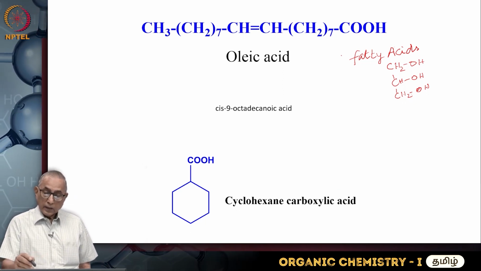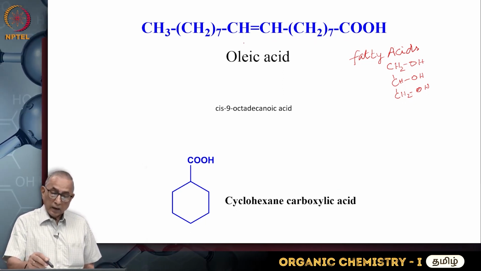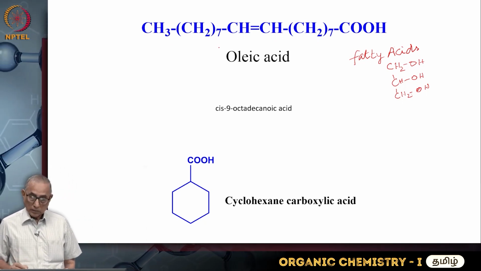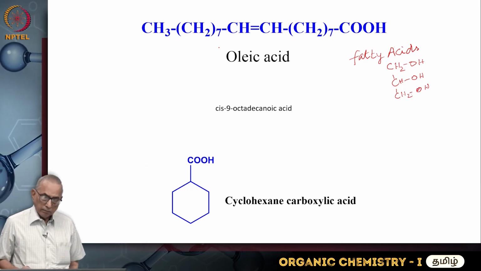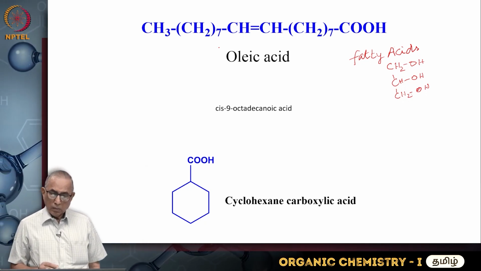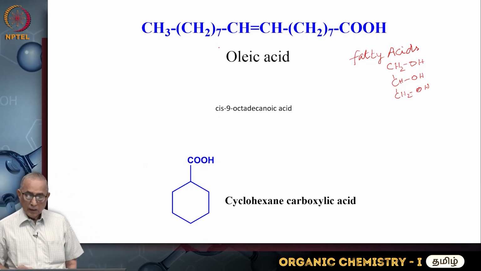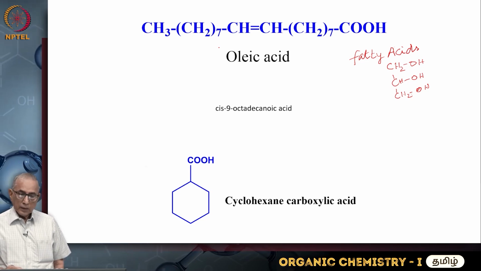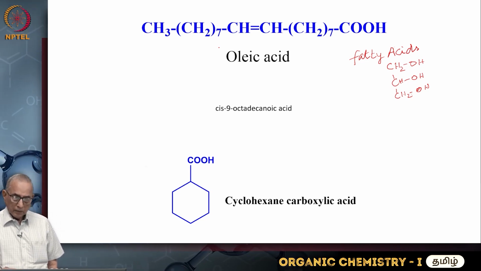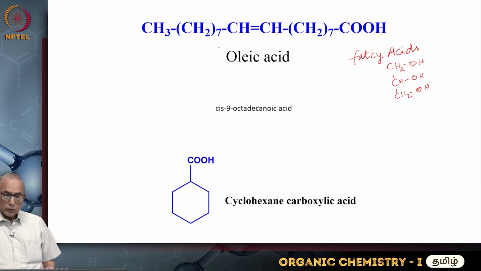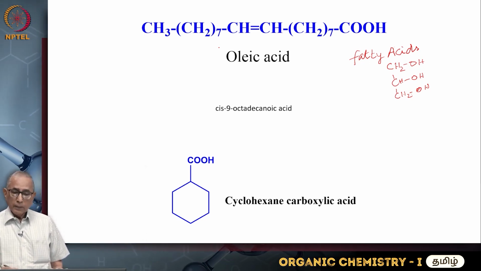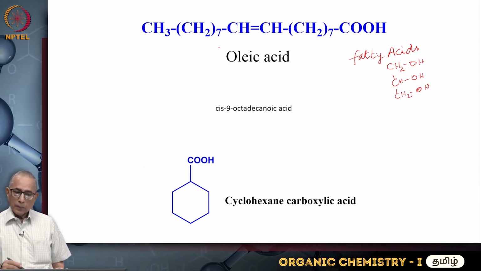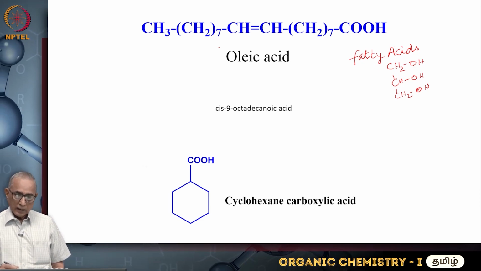Oleic acid contains 18 carbons: 1 plus 7, 8, 9, 10, 17, 18. They usually have an even number of carbon atoms. And they have either 1 double bond, 2 double bonds or 3 double bonds. If a double bond is there, they are easily cleaved in the body. If you have a saturated fatty acid, with no double bond, it leads to the formation of cholesterol. Excess cholesterol in the body deposits in the heart, and that is responsible for heart attack or heart problems.